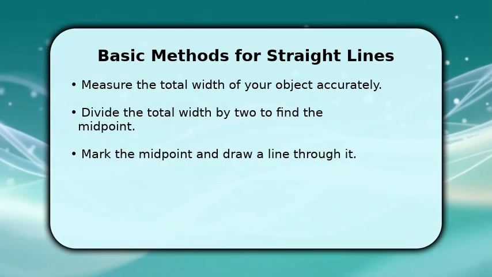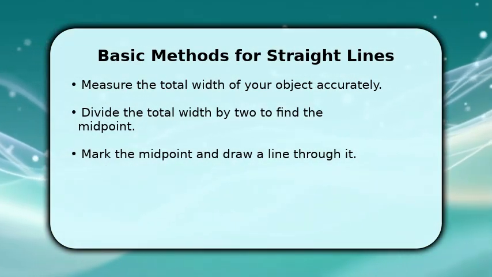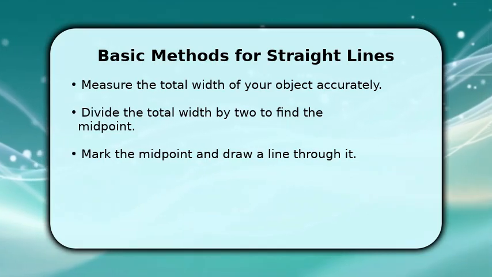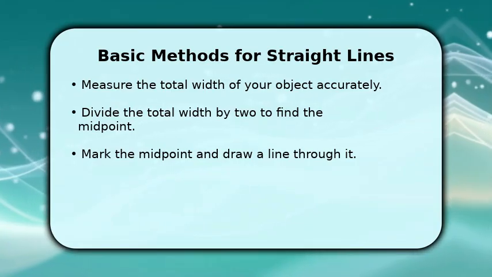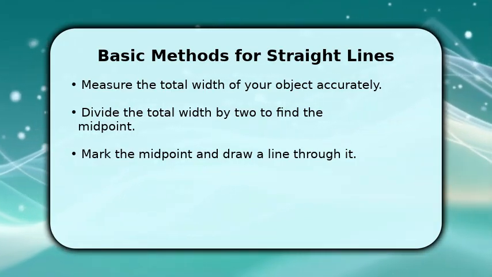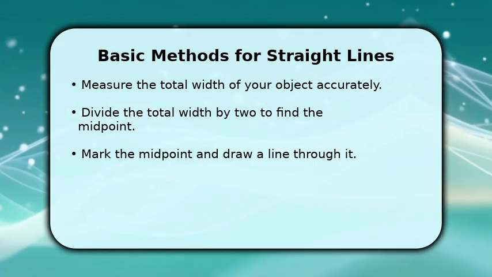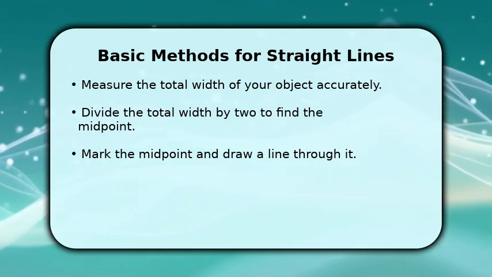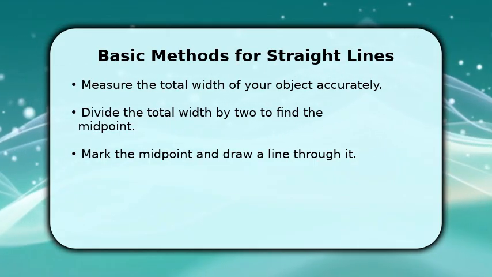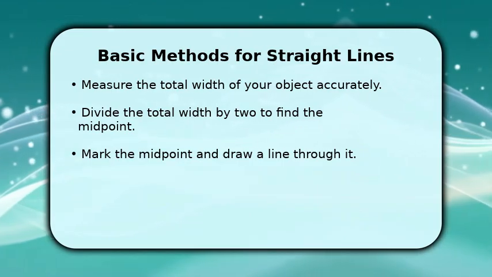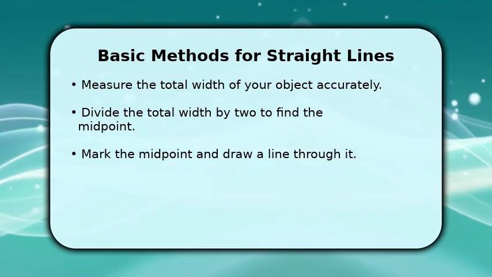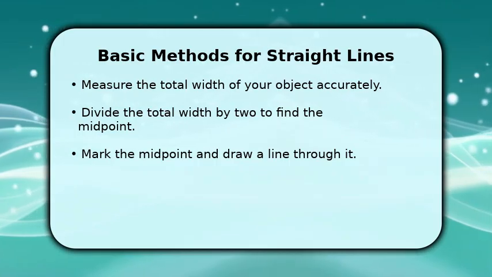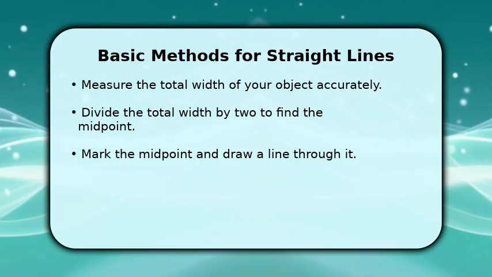For a simple straight line or a rectangular object, the process is quite straightforward. Begin by using a ruler or tape measure to determine the total width or length of the area you need to bisect. Once you have this measurement, simply divide it by 2. This calculation gives you the exact midpoint. Mark this point clearly, then use a straight edge to draw a line through it, perpendicular to the original dimension. This line is your center line.